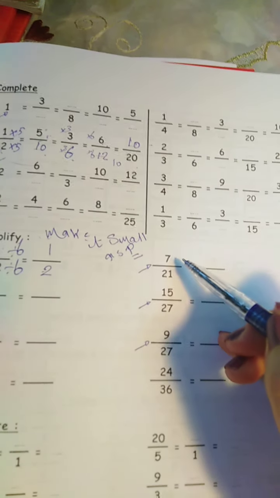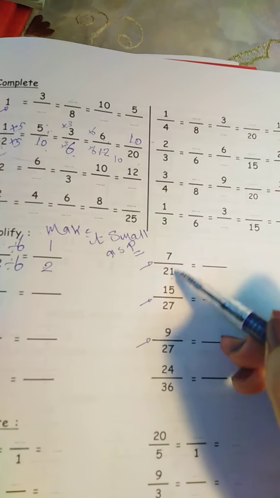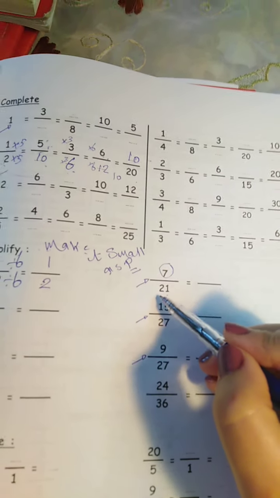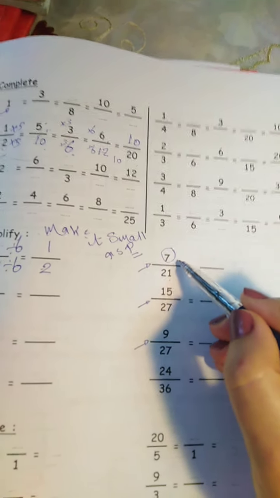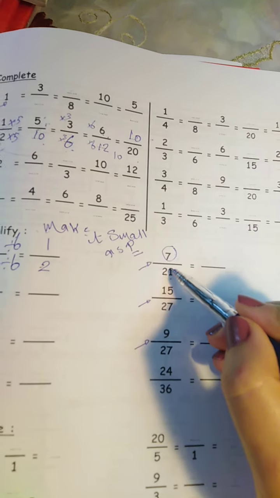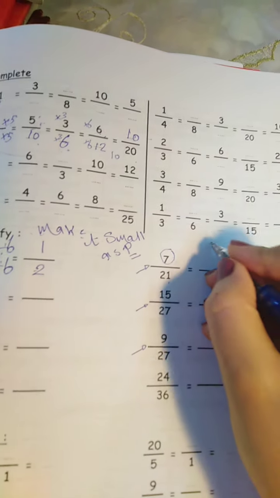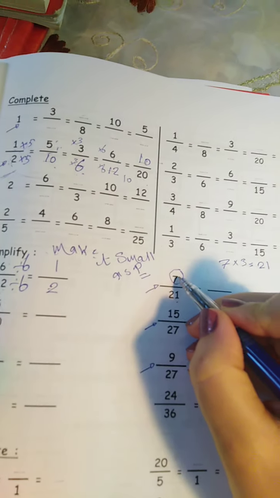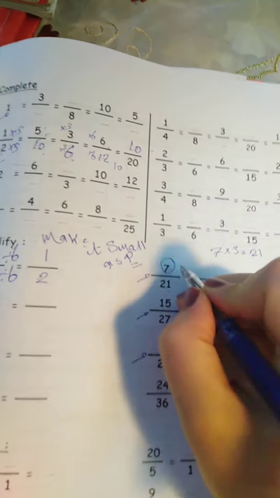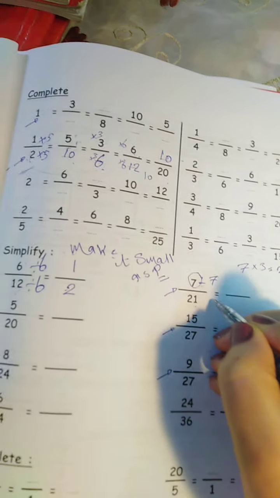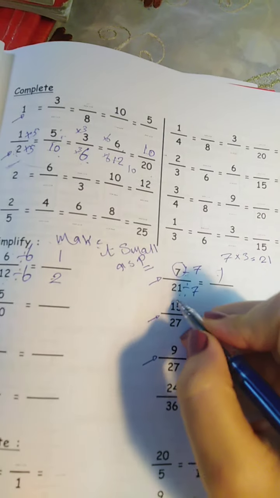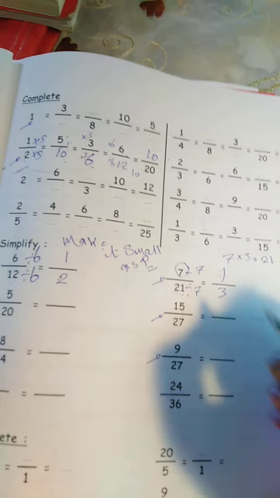Let's have another simplifying problem. 7 over 21. Look at the smaller number. And the greater number is from the times table of the smaller number. Yes, 21 is from the times table of 7. 7 times 3 equals 21. So I will divide by 7. 7 divided by 7 in the numerator and in the denominator. 7 divided by 7 is 1. 21 divided by 7 is 3.